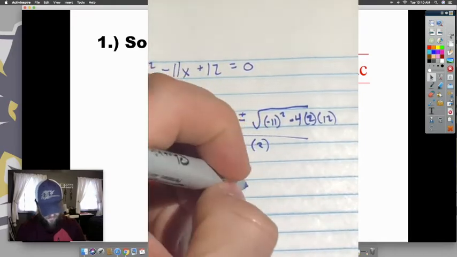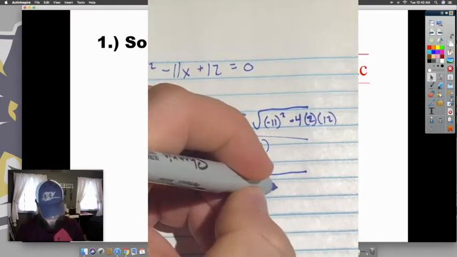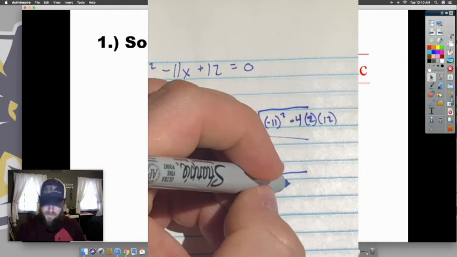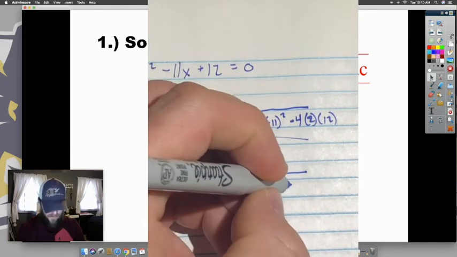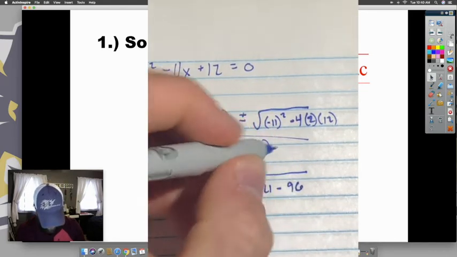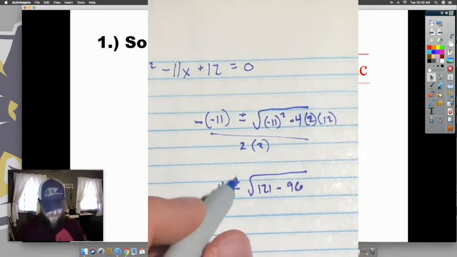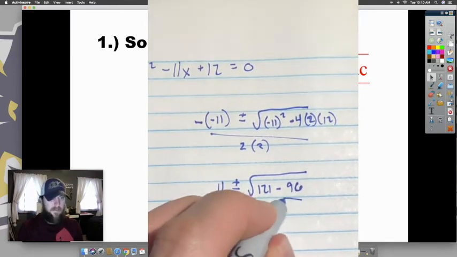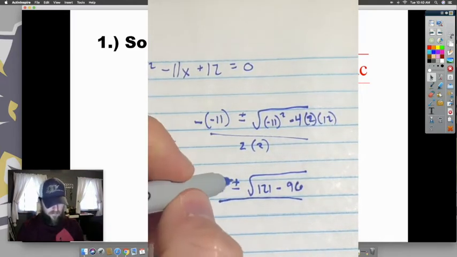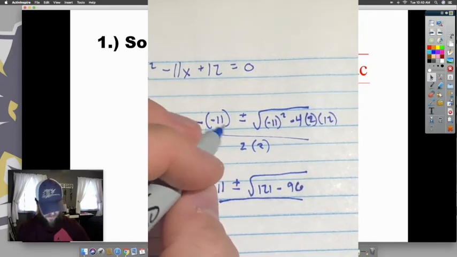We got 121 inside minus 4 times 2 times 12. All right, so those three are getting multiplied, which is 96. You can do it in your head. Awesome. Calculator, perfectly okay. And then on the bottom, we have a 4.